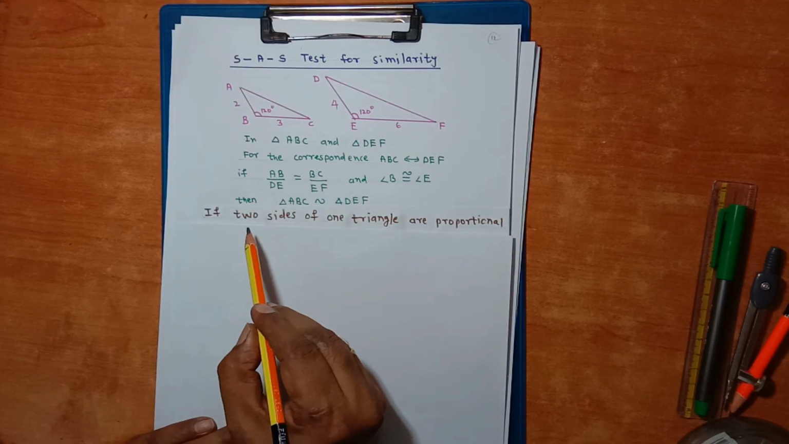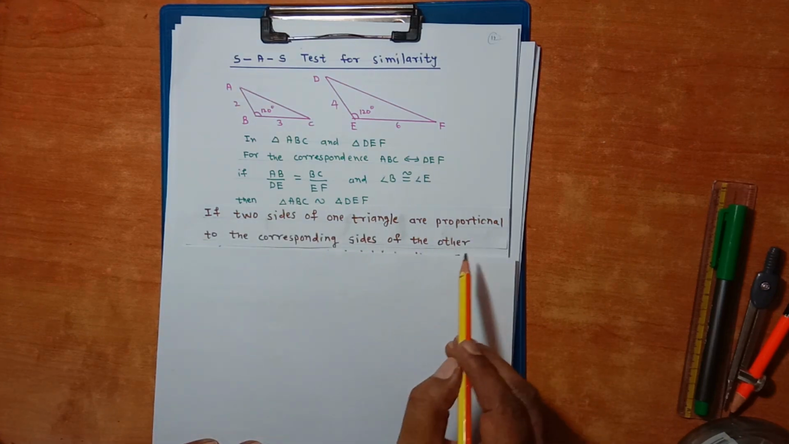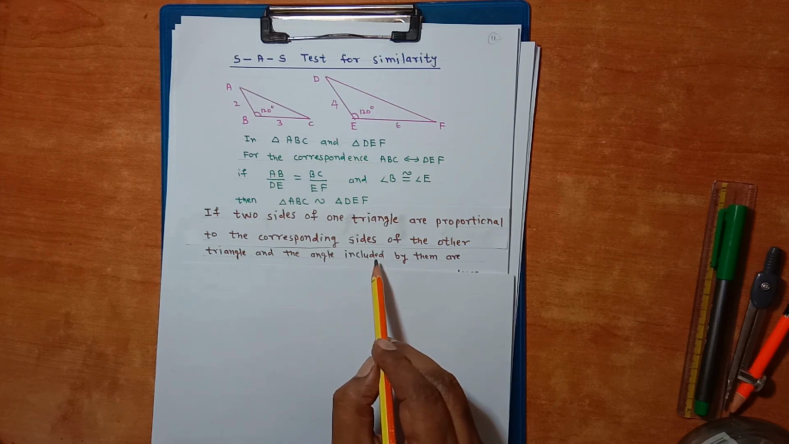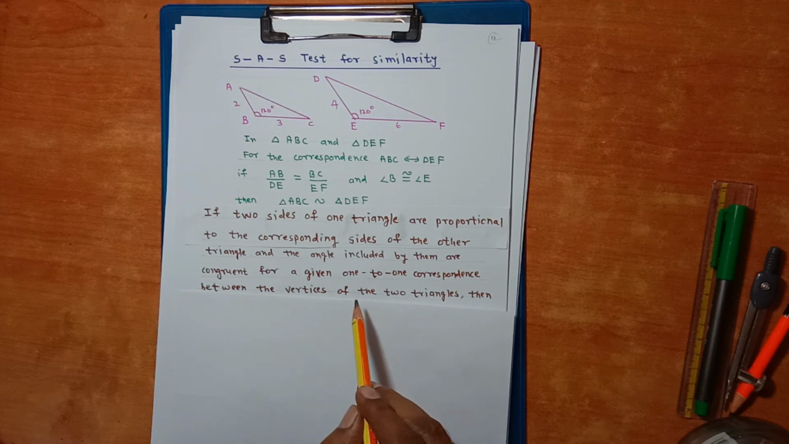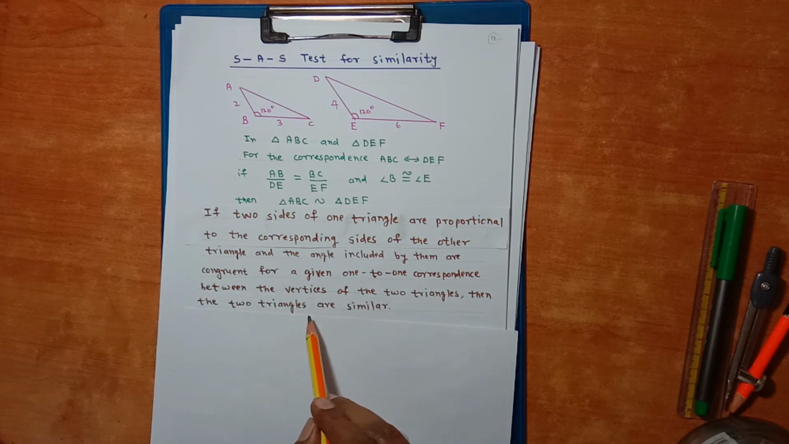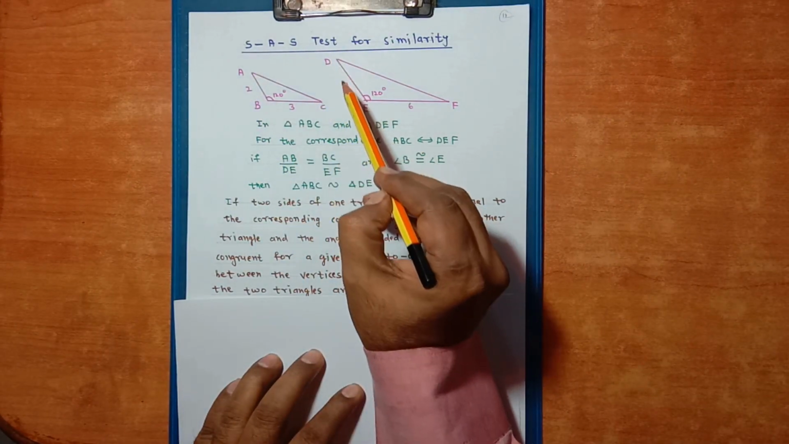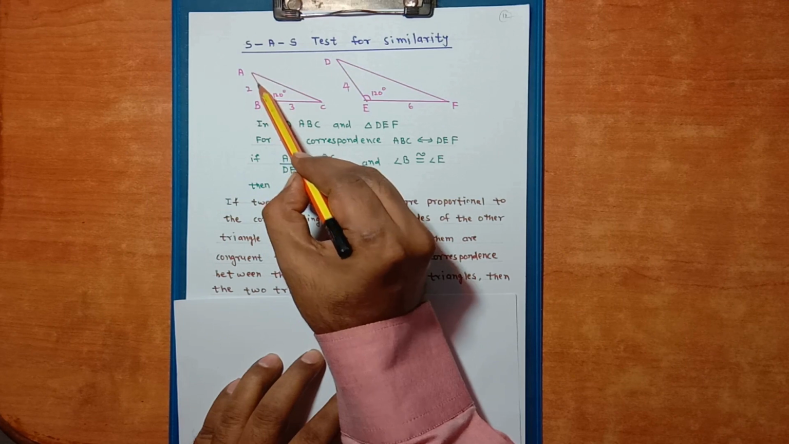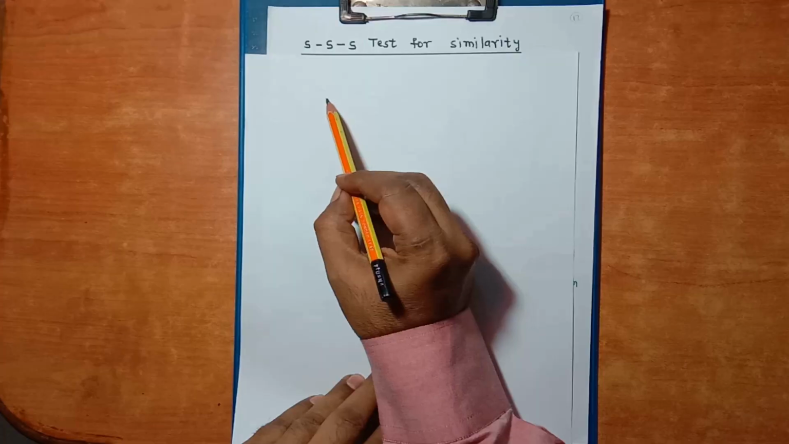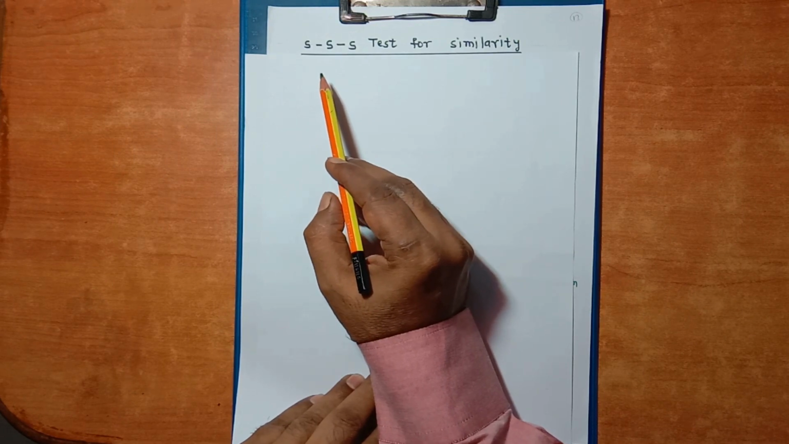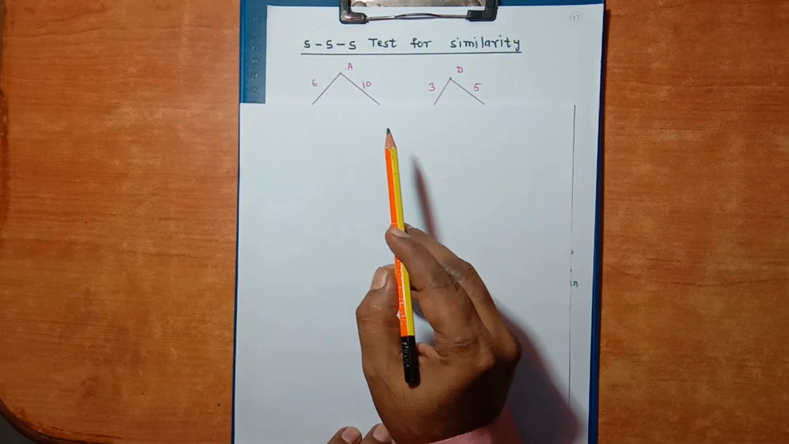So we can say that if two sides of one triangle are proportional to the corresponding sides of the other triangle and the angle included by them are congruent for a given one-to-one correspondence between the vertices of the two triangles, then the two triangles are similar. So here triangle ABC and triangle DEF are similar by side angle side test. Study the last test for similarity, that is SSS test, whose long form is side side side test.